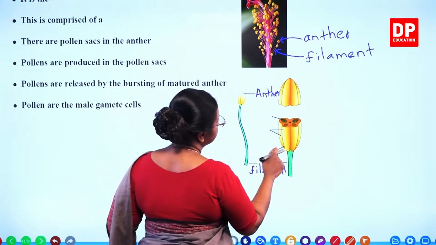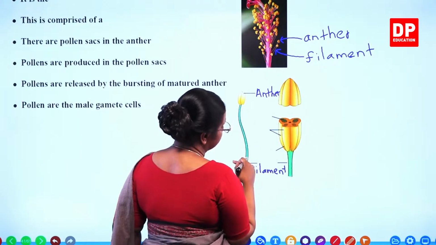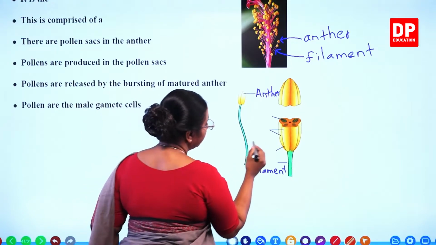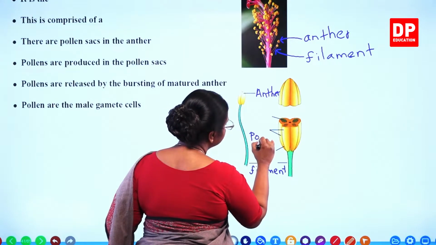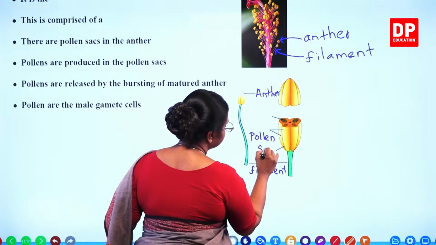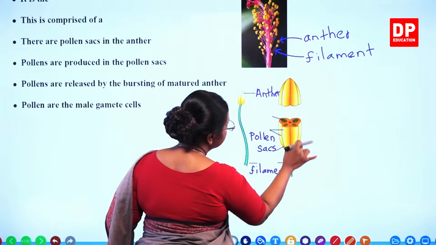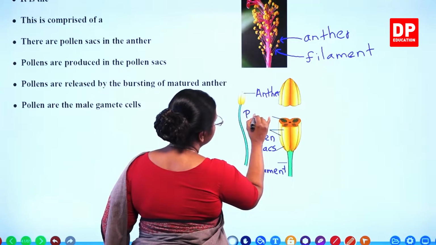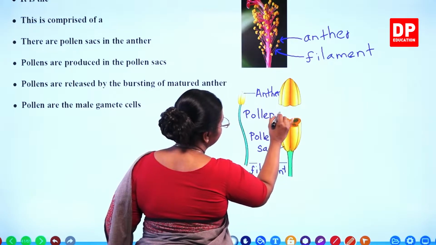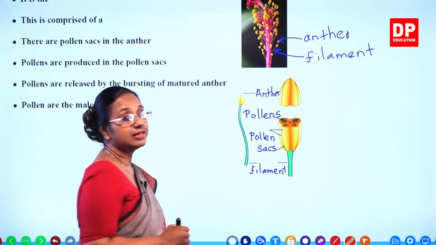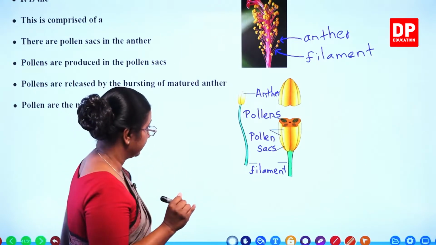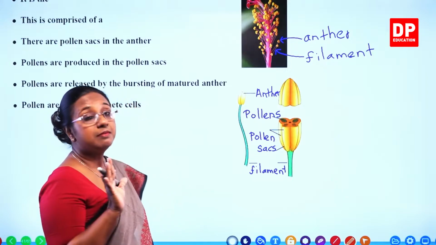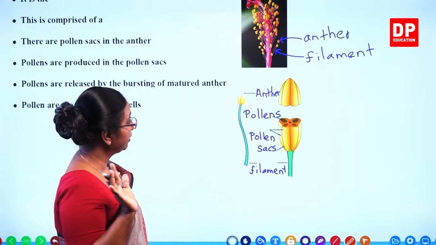And here you can see inside this anther there are pollen sacs. So there you will get pollen sacs. Inside the anther there are pollen sacs. Inside the pollen sacs only the pollens develop. And these pollens are the male gamete cells. So those are the parts of the male reproductive structure that you need to remember.